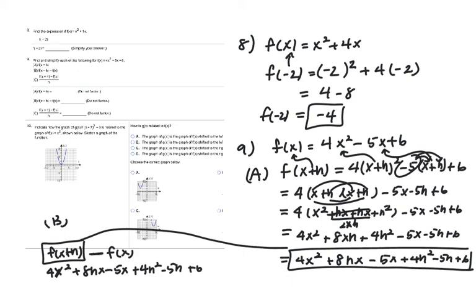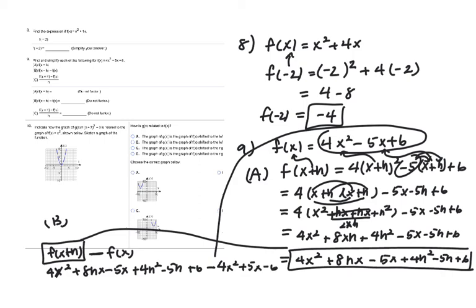And then we'll subtract f of x. And so we'll look at our original function and we want to subtract f of x. And so if I subtract f of x, I'll be subtracting each term. So I'll subtract 4x squared. I'll subtract a negative 5x. So that'll be plus 5x. And I'll subtract 6. So that'll be minus 6.